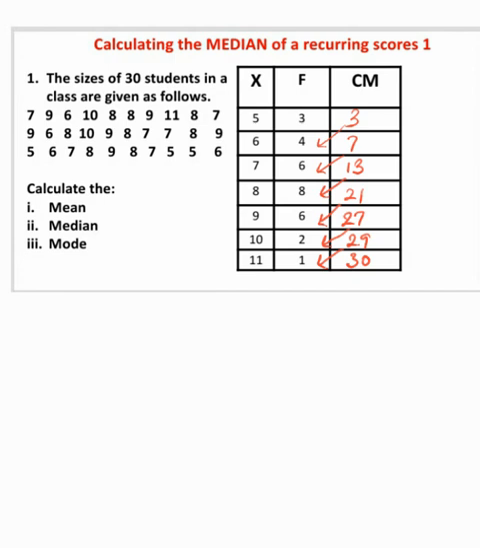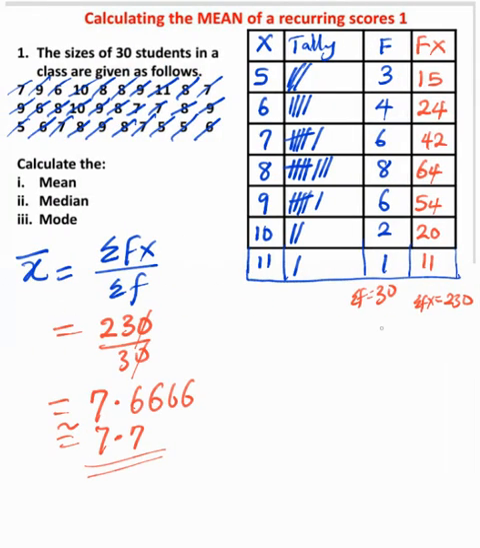So you can see that the last item on the cumulative frequency column here must always tally with the total number of the data given to us, or the scores given to us, which is 30.